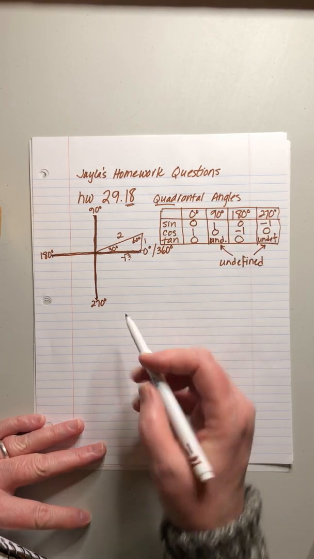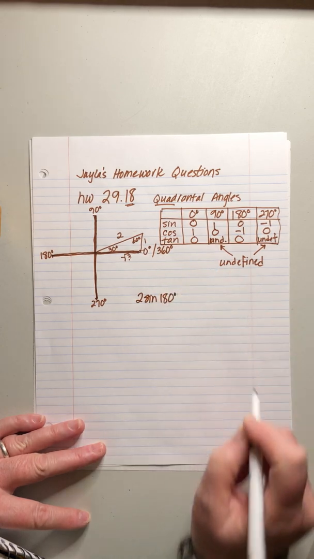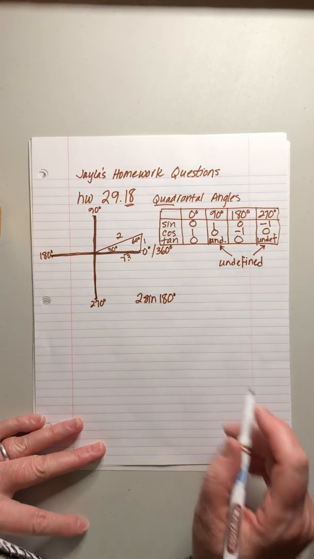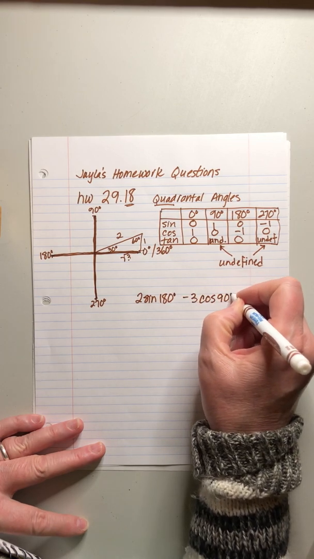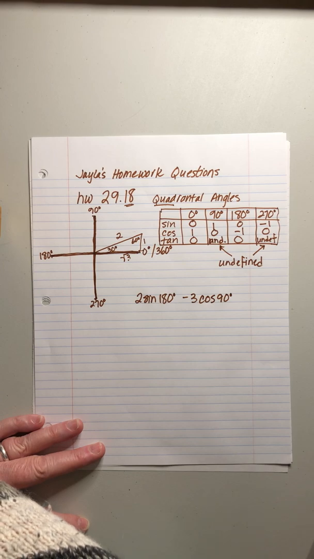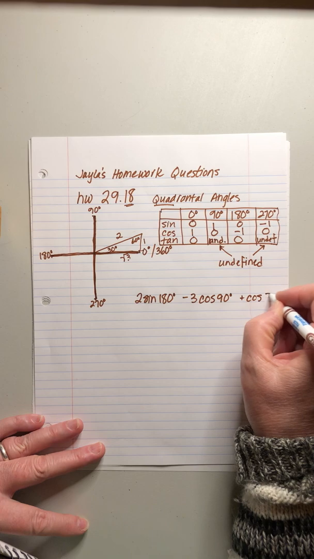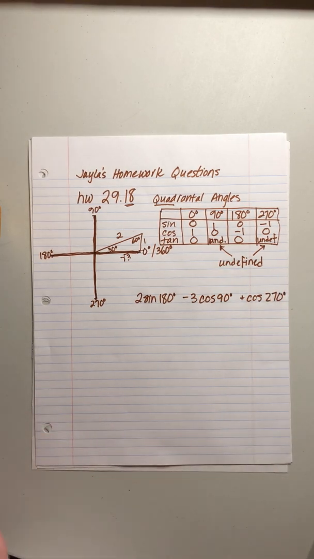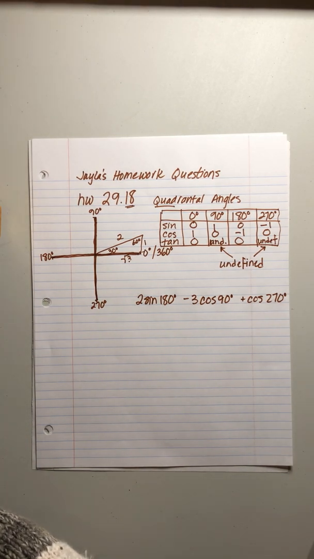2918 is 2 times the sine of 180 minus 3 times the cosine of 90 plus the cosine of 270. And let me just double check and make sure I copied that correctly. That's the problem itself. Okay, it's as simple as this.